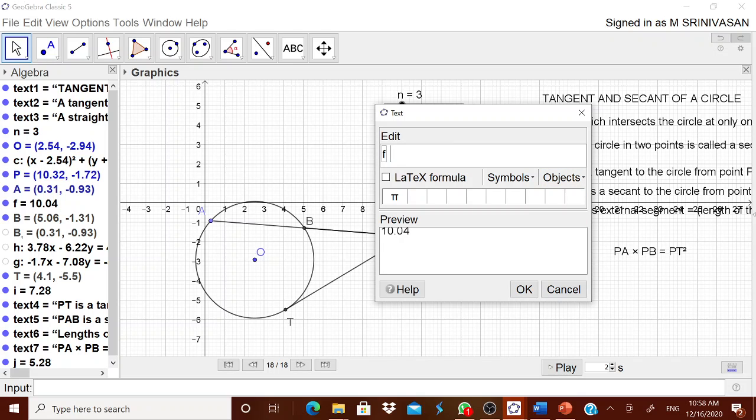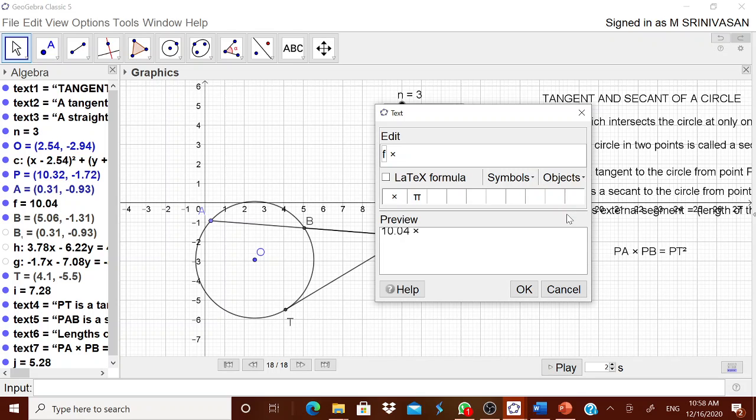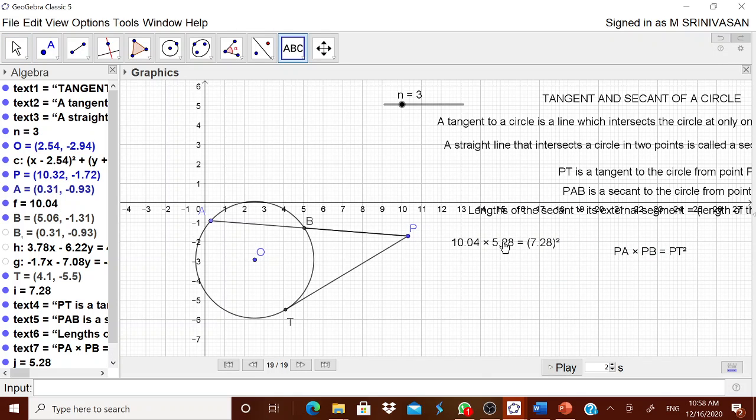Then from the symbol you have to go for this multiplication, then multiplied by, now the new thing has come to you as J, is equal to the whole square. I think PA into PB is equal to the whole square. That is actually I. Therefore from the object you have to take that I, then you have to put it as from the symbol the whole square. When I move it, automatically it goes. Suppose you can show it also over here.